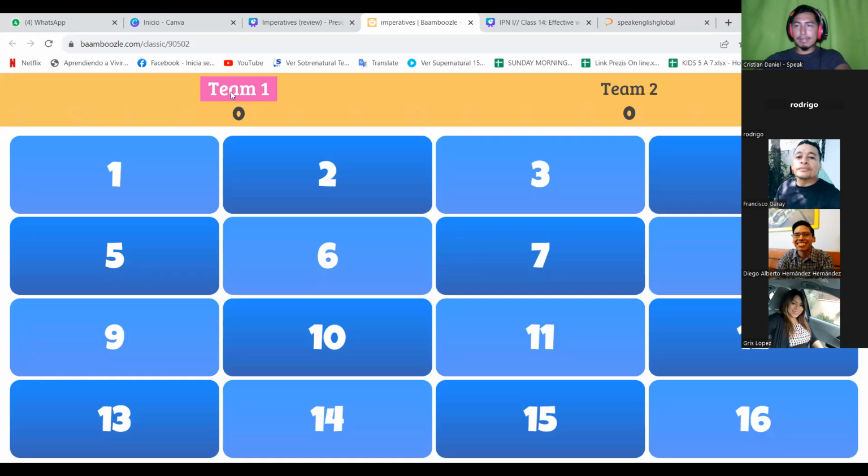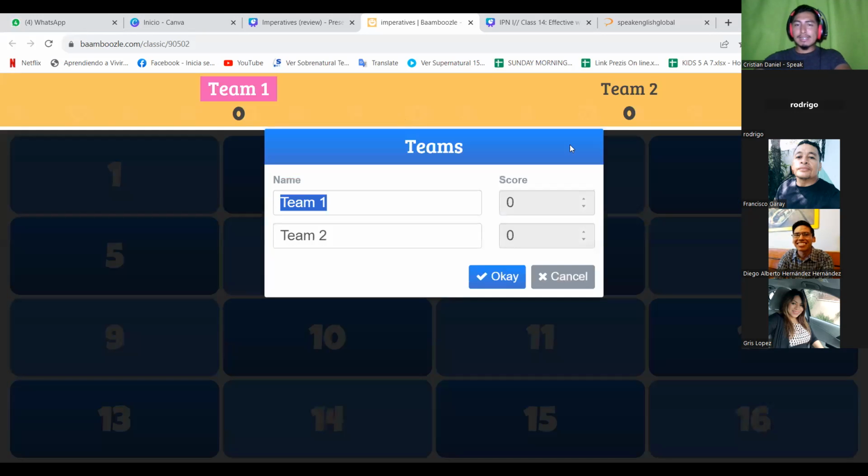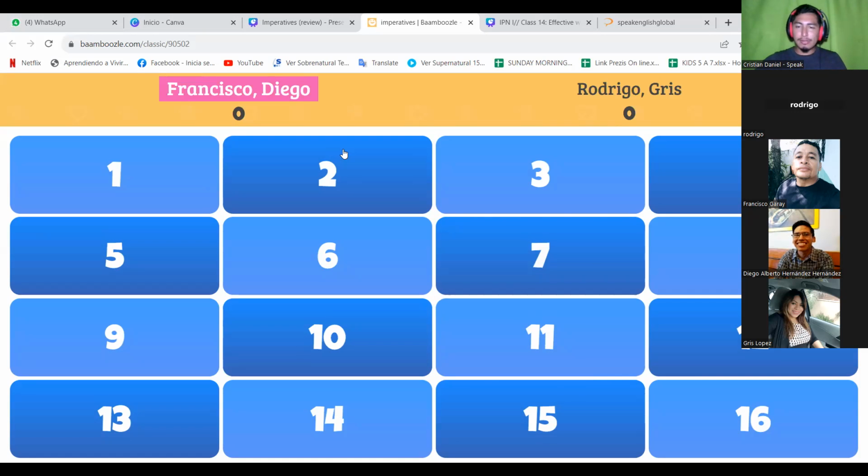The first team, give me a second. The first team is going to be Francisco and Diego. And the second team, everybody, is going to be Rodrigo and Griselda. Okay? Right now, what do you have to do?